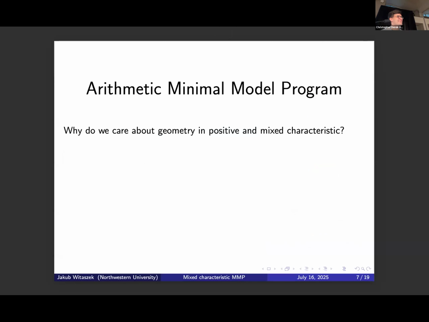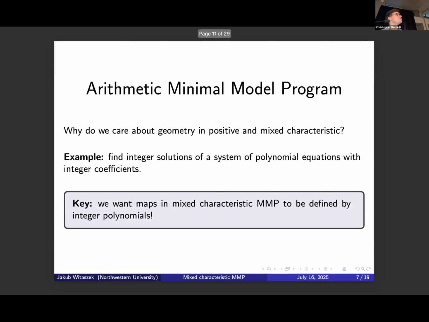Okay, so now we move on to the arithmetic minimal model program. And I really should start by saying, why would we even care about studying the arithmetic minimal model program? There are many ways you could answer this question, but let me give you one example. Suppose you walk on the street and a friend of yours walks over and hands you a system of polynomial equations with integer coefficients and asks you for help. They want to find all integer solutions. Now, one example of such would be Fermat's last theorem.